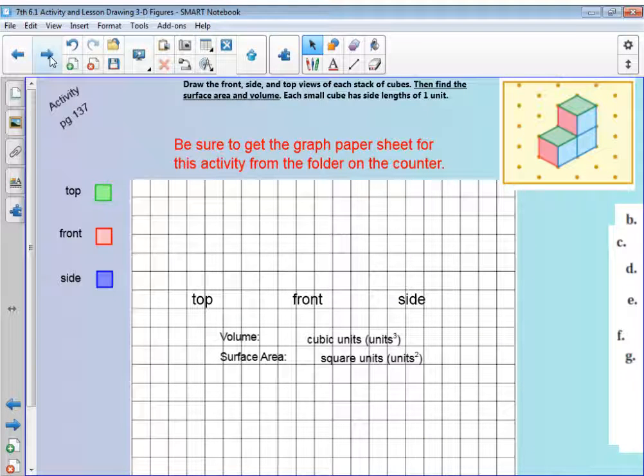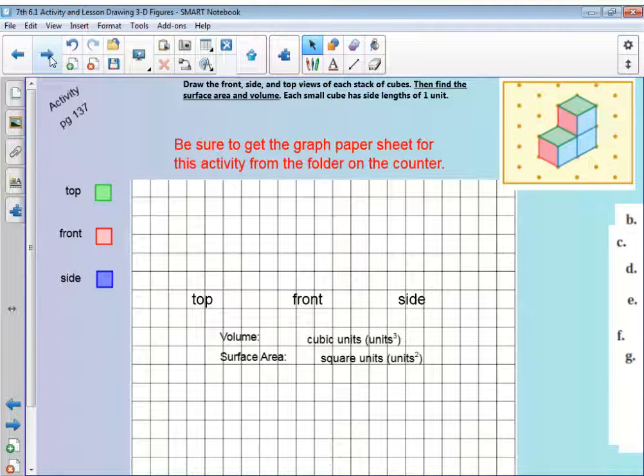Okay, so today what we're going to be doing is drawing three-dimensional shapes and looking at them from different viewpoints. We're going to draw the front, the side, and the top of each of the stacks of cubes, and then we're going to find the surface area as well as the volume. Each cube has a side length of 1 unit.